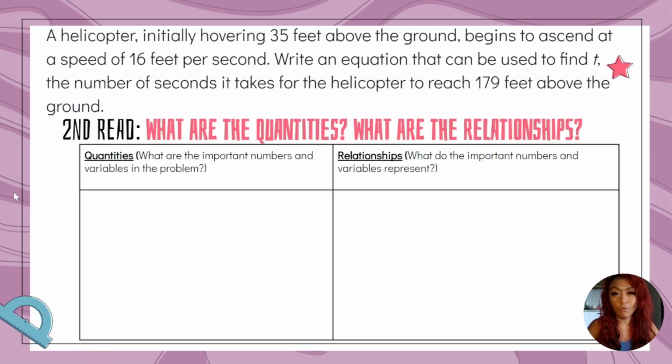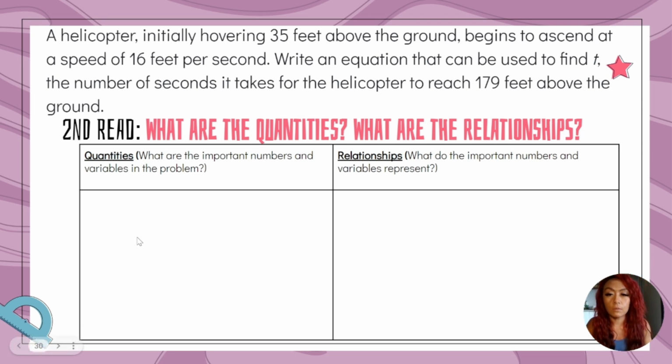Moving on to the second read. A helicopter, initially hovering 35 feet above the ground, begins to ascend at a speed of 16 feet per second. Write an equation that can be used to find t, the number of seconds it takes for the helicopter to reach 179 feet above the ground. What are the quantities and what are the relationships?